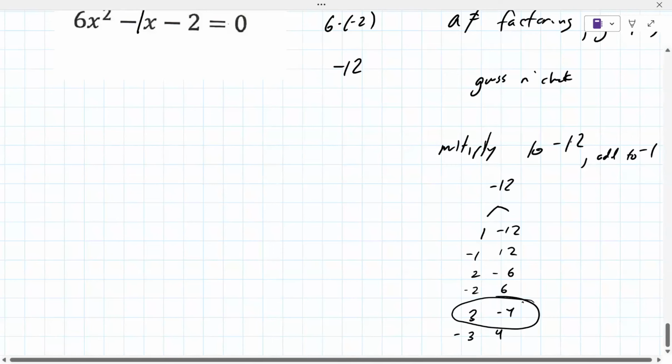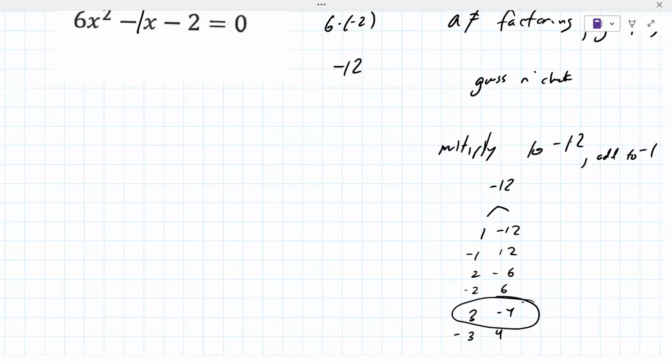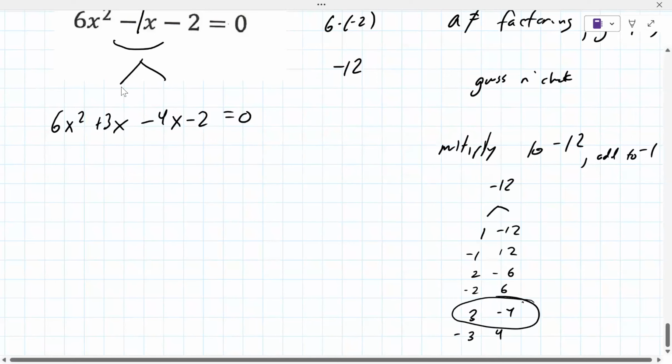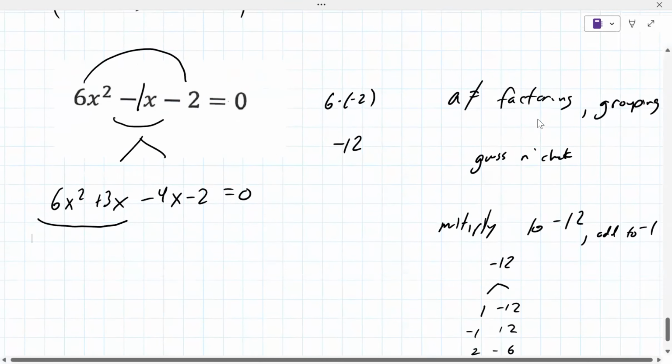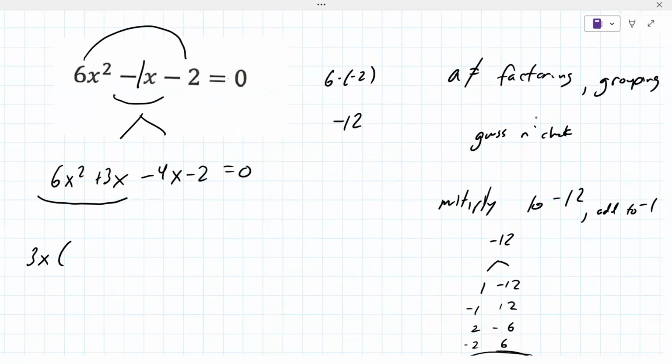3 and -4. So what we do now is we break apart this -1x into 6x squared plus 3x minus 4x minus 2 equals 0. So you're splitting apart that -1x into the 3x and the -4x. And then you do GCF factoring on the first two, which ends up being 3x.